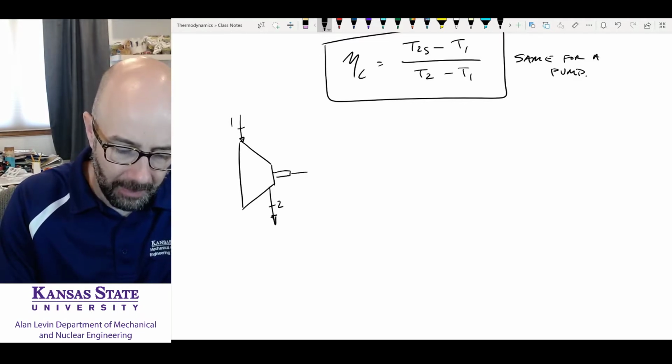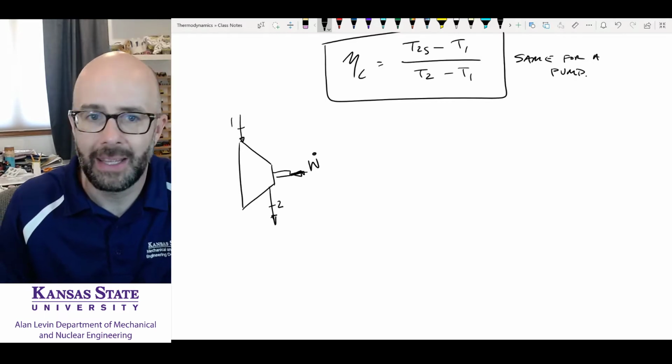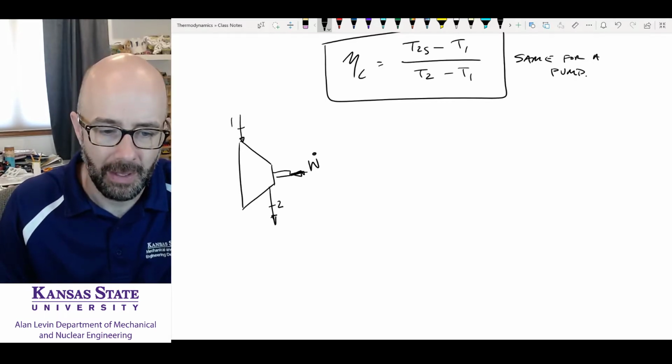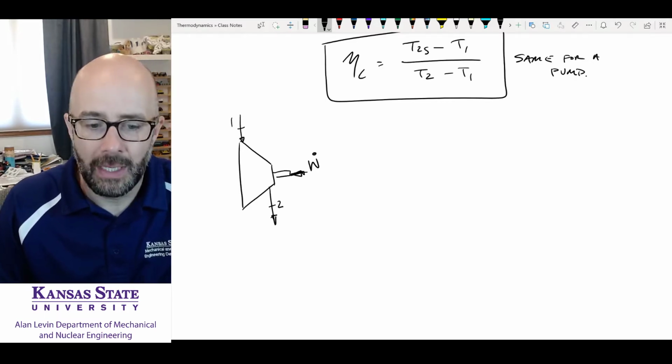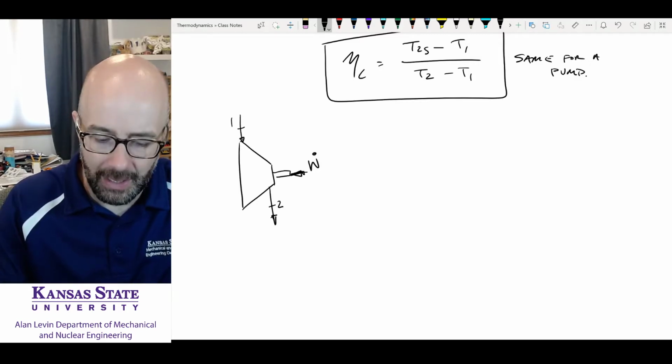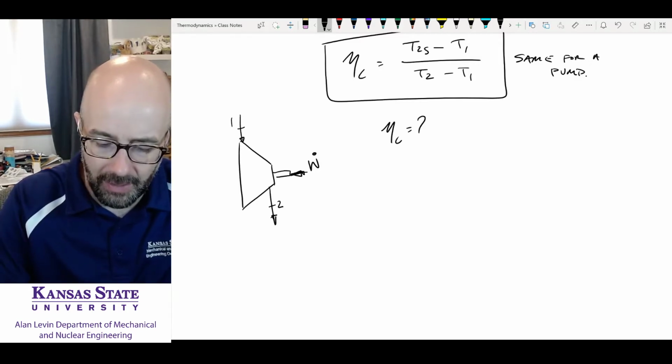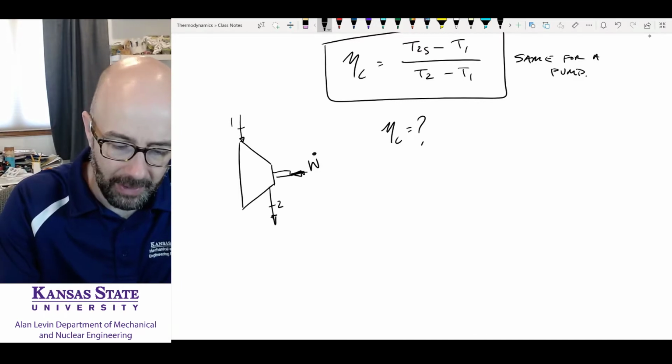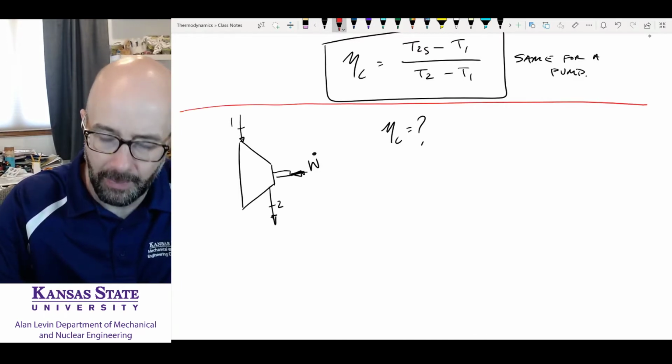some work, W dot, into that compressor to make it run. And we want to find out what is the isentropic efficiency of this compressor. That's what we're going to try to figure out here.